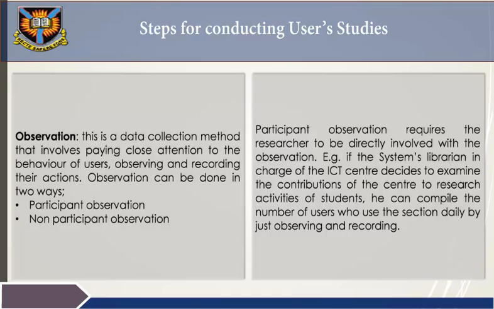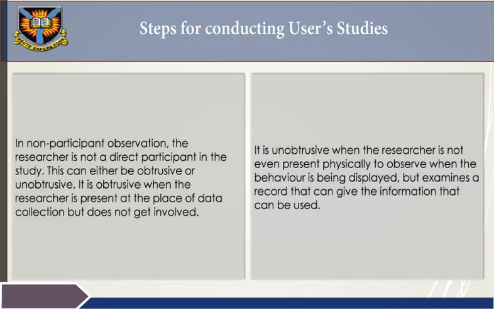Participant observation requires the researcher to be directly involved with the observation. For example, if the systems librarian in charge of the ICT center decides to examine the contribution of the center to research activities of students, he can compile the number of users who use the section daily by just observing and recording. In non-participant observation, the researcher is not a direct participant in the study.